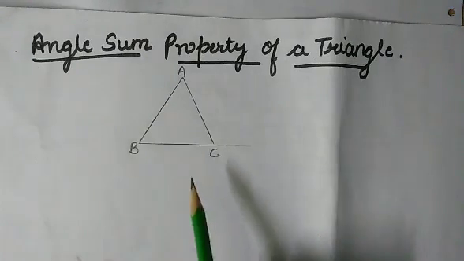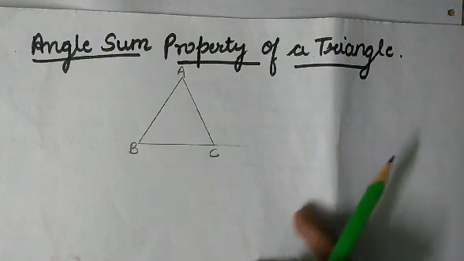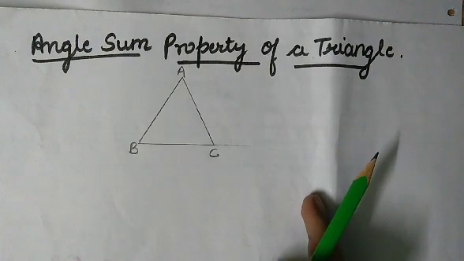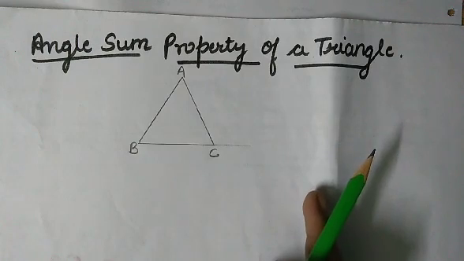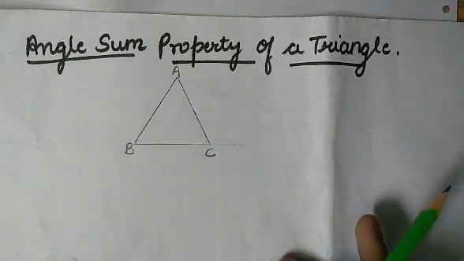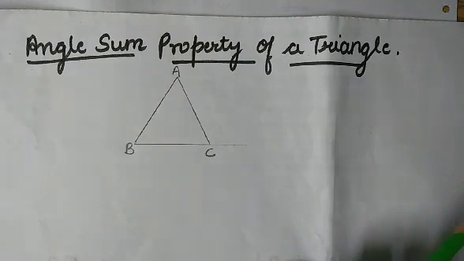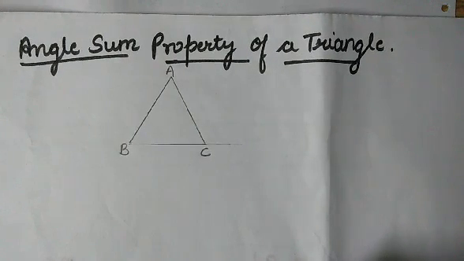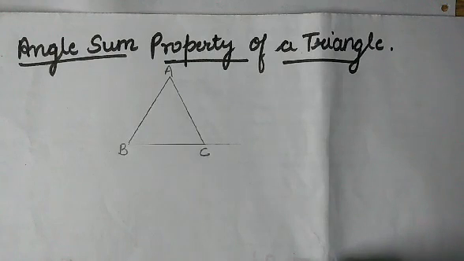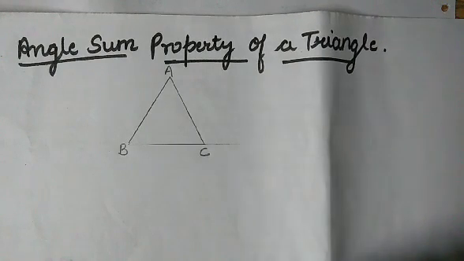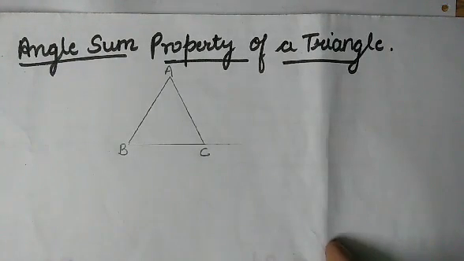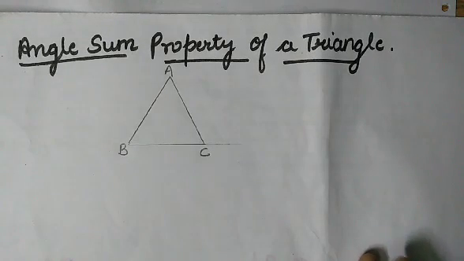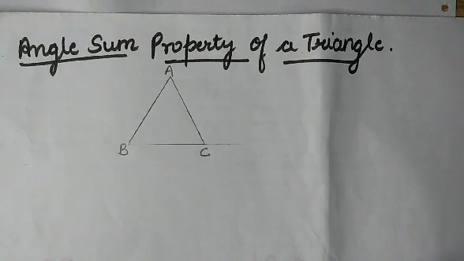So before starting angle sum property of a triangle, let me recall the previous concepts that we have learned in lecture number 1. We have learned about median and altitude. A median is a line segment that connects a vertex to the opposite side and divides that side in two equal parts. And altitude is also a line segment that connects a vertex and makes 90 degree on the opposite side. Okay, median and altitude we have learned.